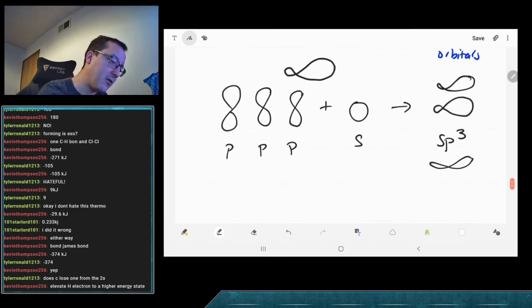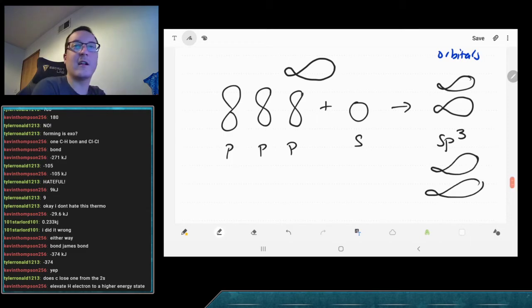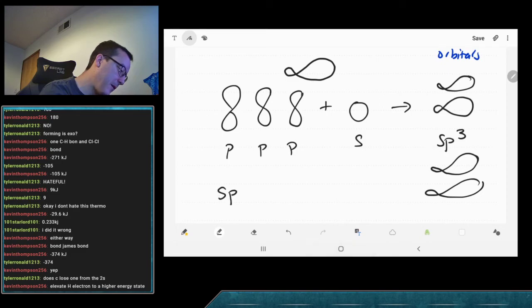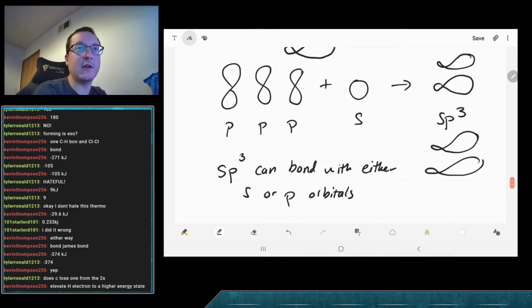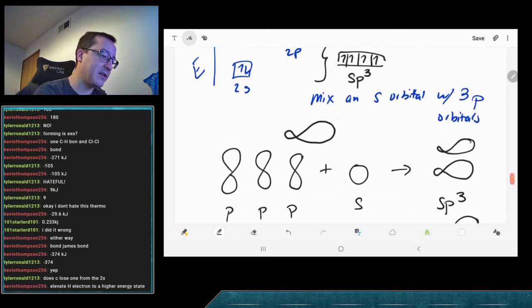That looks like a p orbital. Let's fix that. Looks like I'm just drawing ugly fish or something. So we're going to end up forming these hybrids. And so we're going to see here that these sp3 can bond with either s or p orbitals.